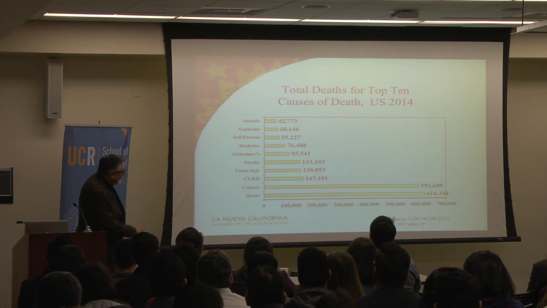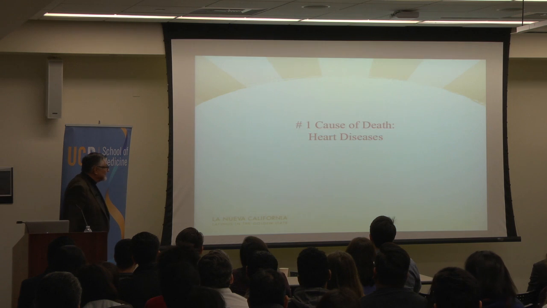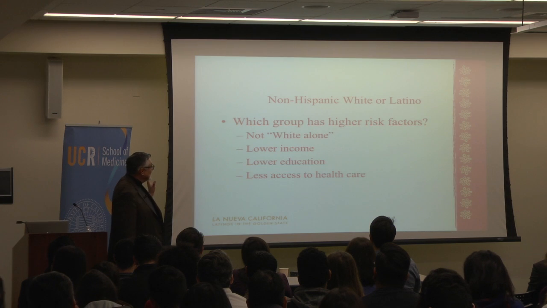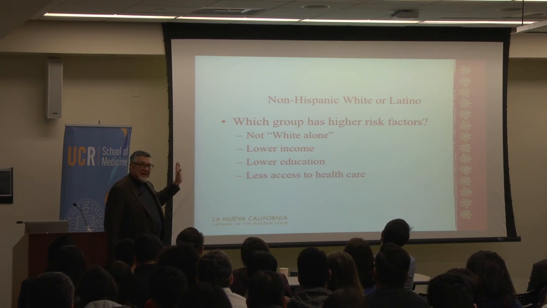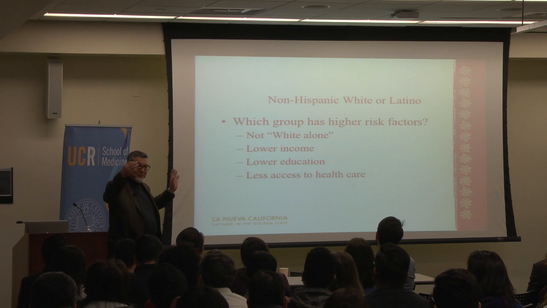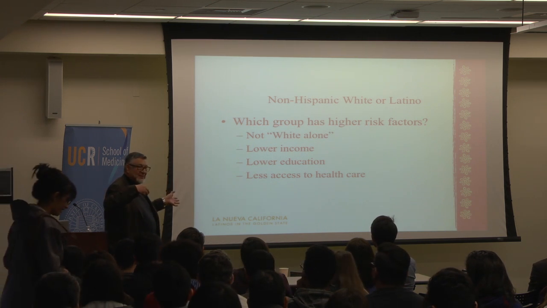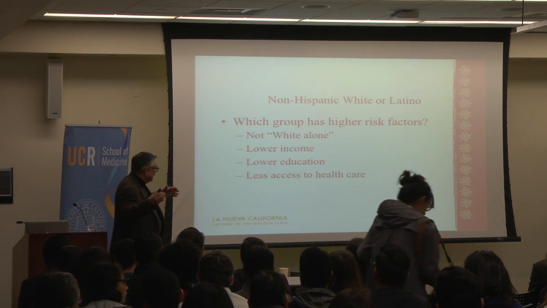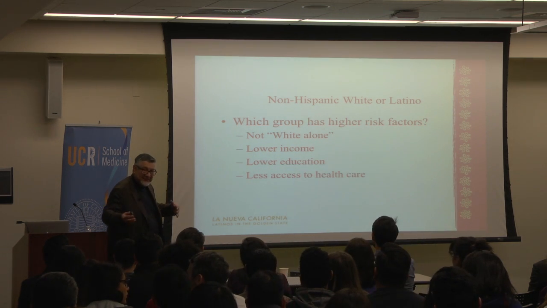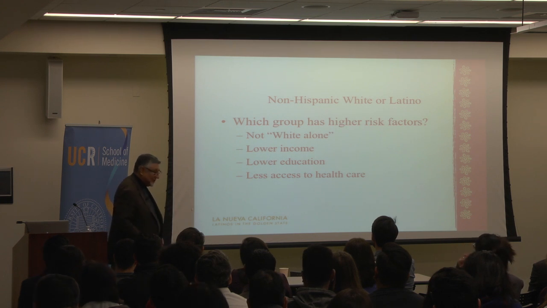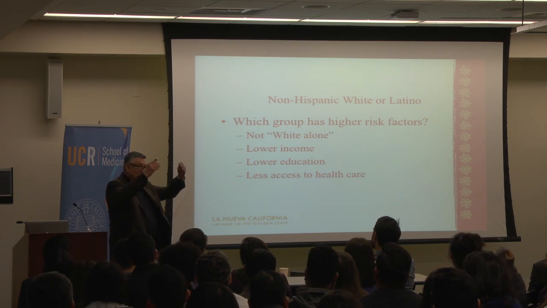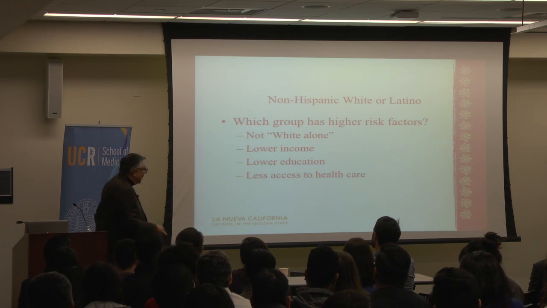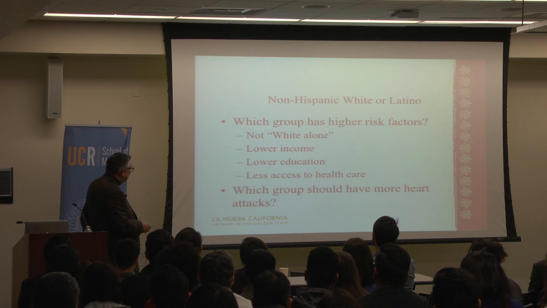So let's look at the number one cause of death, which is heart disease. And we are going to compare Latino to non-Hispanic white. Now, which group has the higher risk factor? Which is the group, the not white, is Latino. Lower income, Latino. Lower education, Latino. Less access to care, Latino. Don't get me even started about the Latino physician shortage. Okay, so we have all of our data. Let's look at the outcomes, and here are the age-adjusted mortality rates.